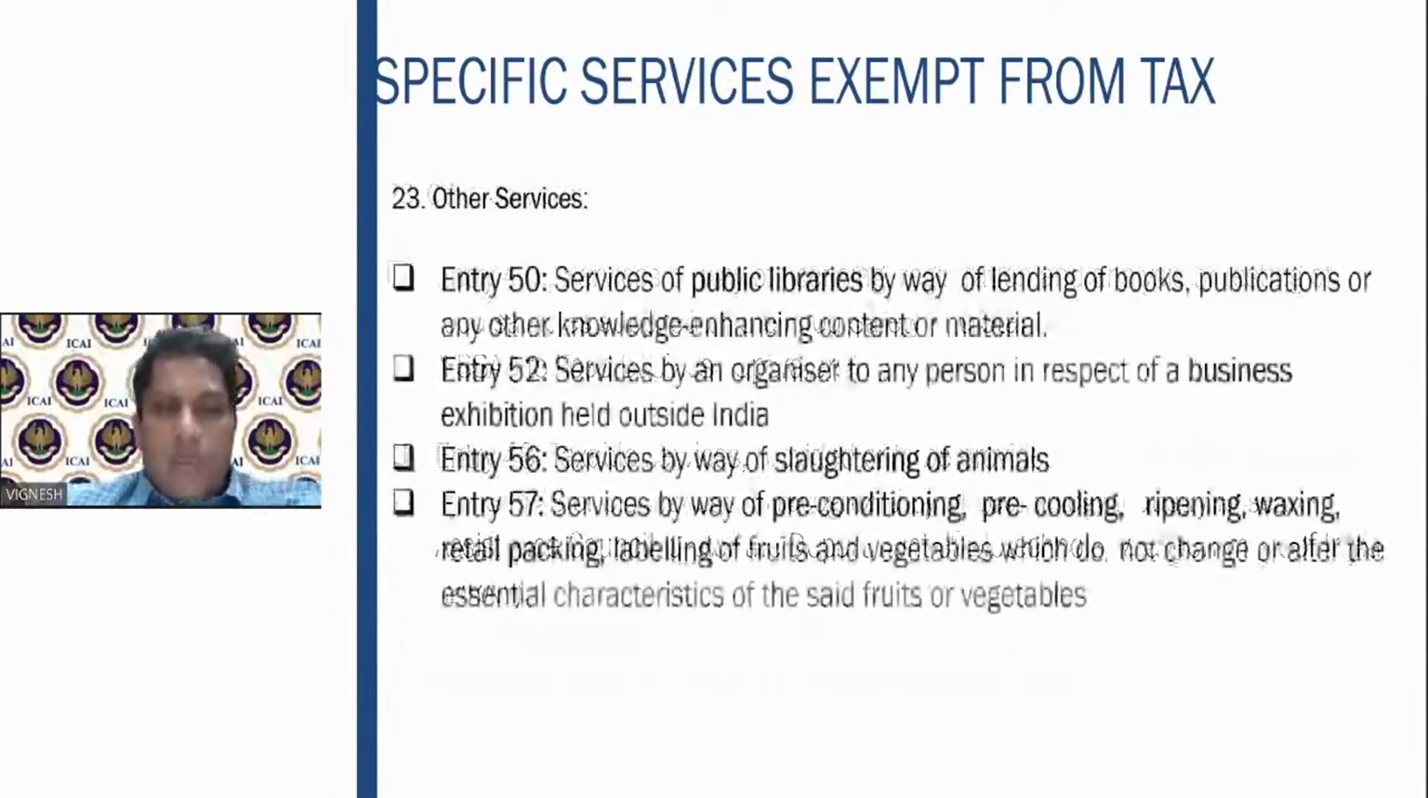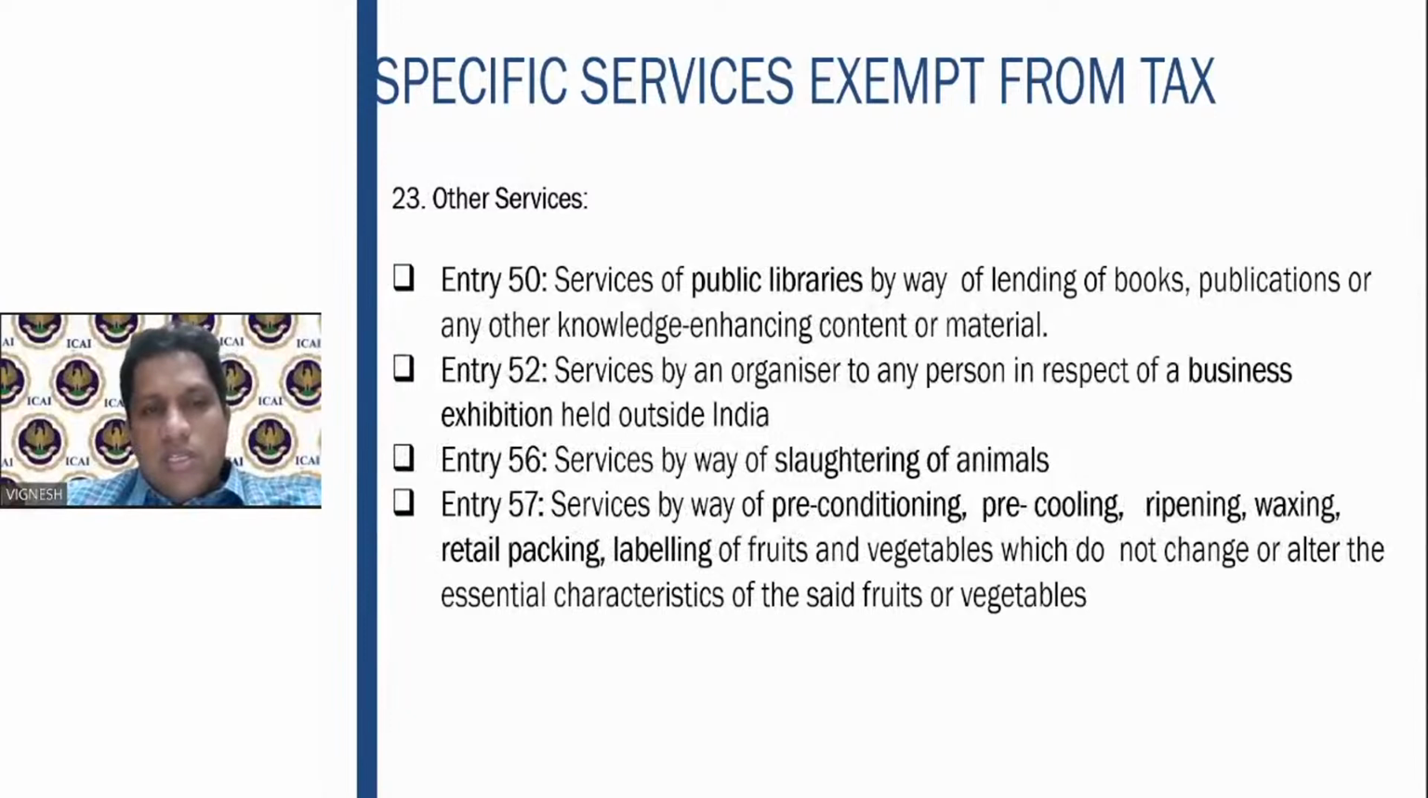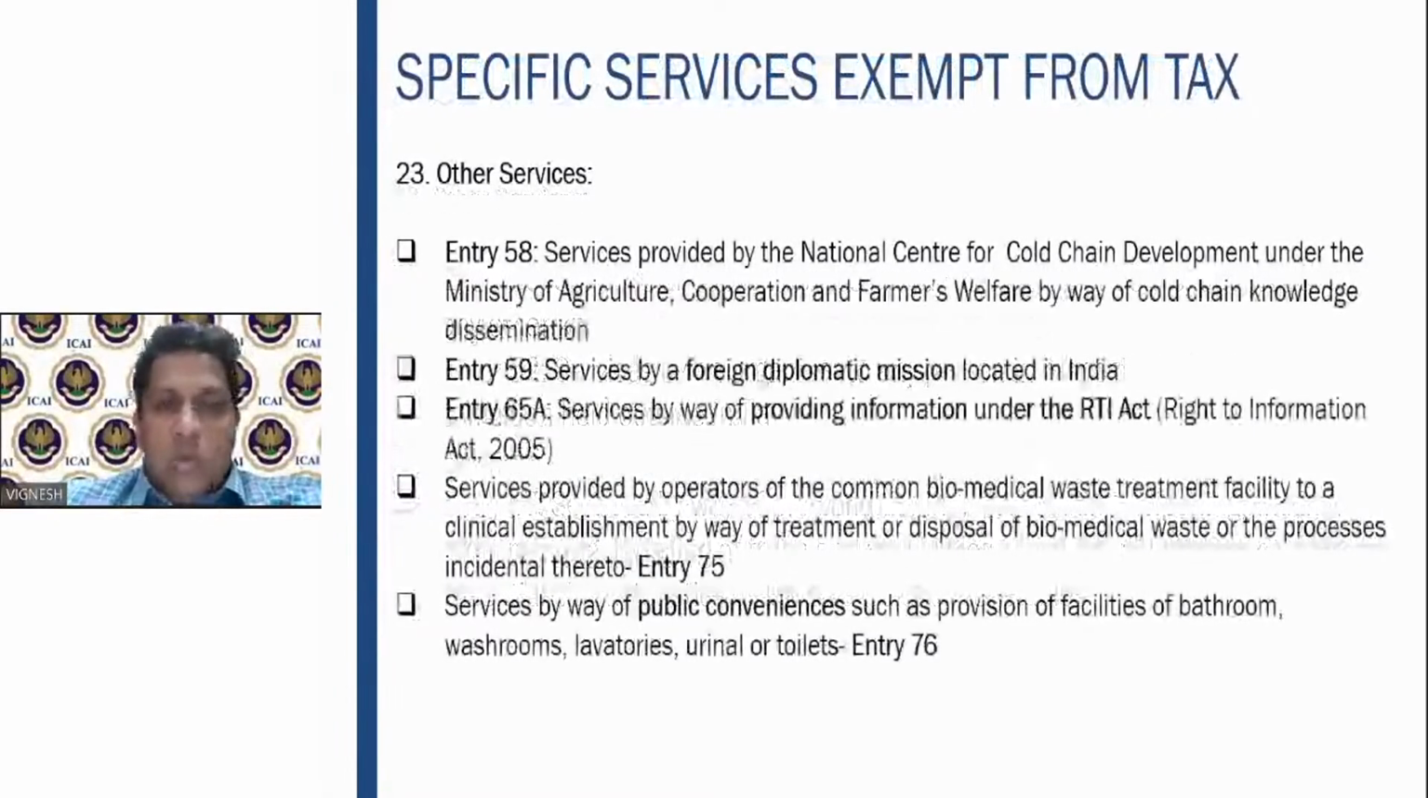Entry number 49. Public libraries. If an organizer is holding a business exhibition outside India, and he is providing the services to any person, it is exempt. Slaughtering of animals, and services by way of preconditioning, pre-cooling, ripening, waxing, labeling, which do not alter the characteristics of the said fruits or vegetables. So all these are exempt. Please go through all of this, very self-explanatory.